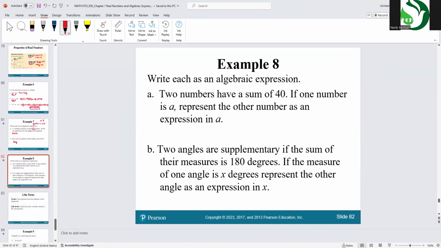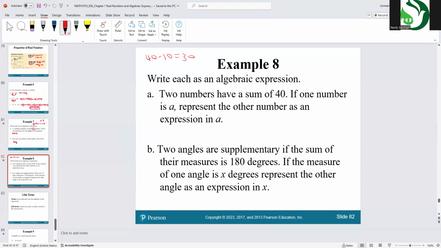Two numbers have a sum of 40. If one number is A, represent the other number as an expression of A. If you have $40 and you give someone $10 from it, how much money do you have left? Yes, you have 30 left. The reason is you take your 40, subtract 10 from it, and you have 30 left.